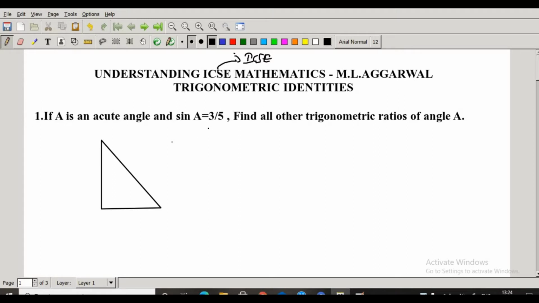So the first chapter is trigonometry. I have chosen trigonometry because it is considered to be one of the toughest subjects by students, since it deals with sine, cos, tan and so on. Students find it difficult to handle trigonometry, so I have chosen it to solve for you first. The topic I have chosen is trigonometric identities. This is the chapter name.